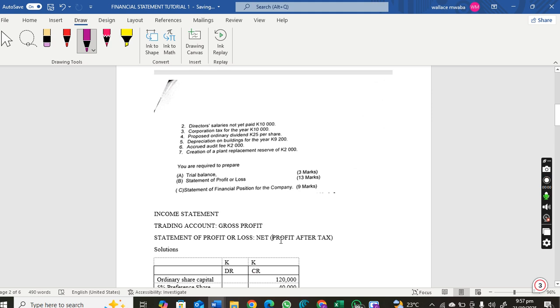Okay, so this is the profit. Net profit is basically the profit after you've deducted all your operational, financing expenses and your tax expenses. So the key for the income statement is that you're only dealing with expenses and income. In the balance sheet you're dealing with assets, liability and equity.